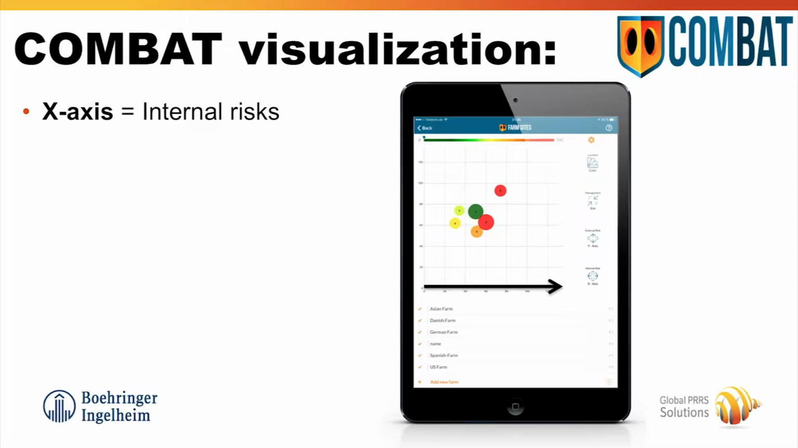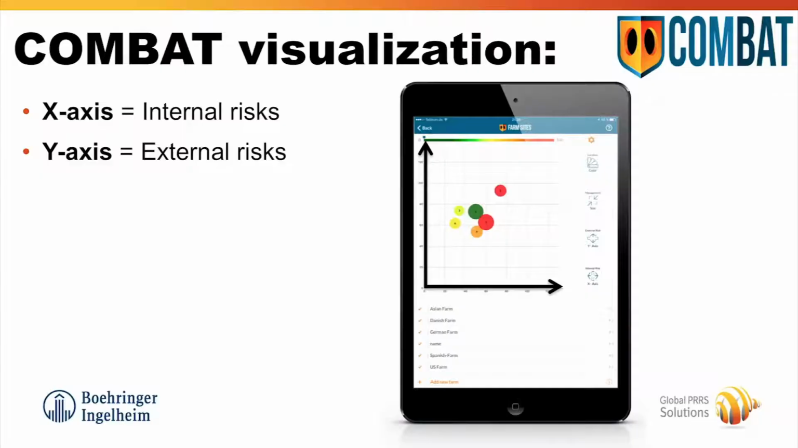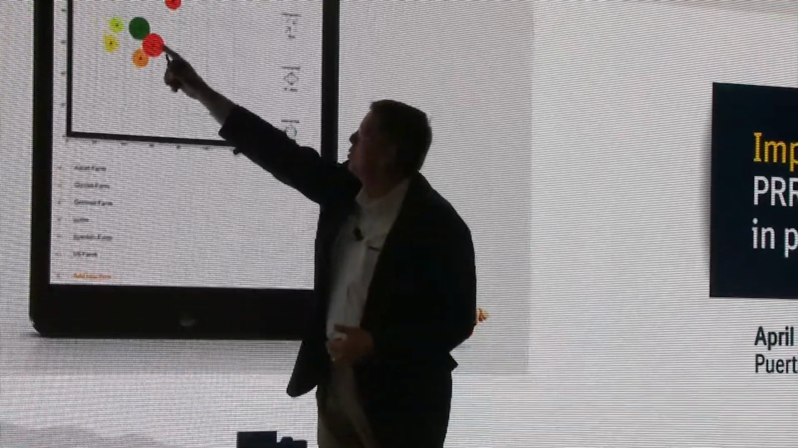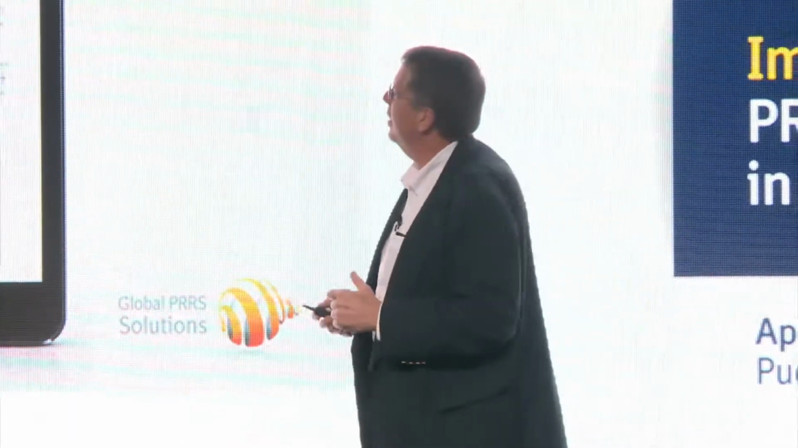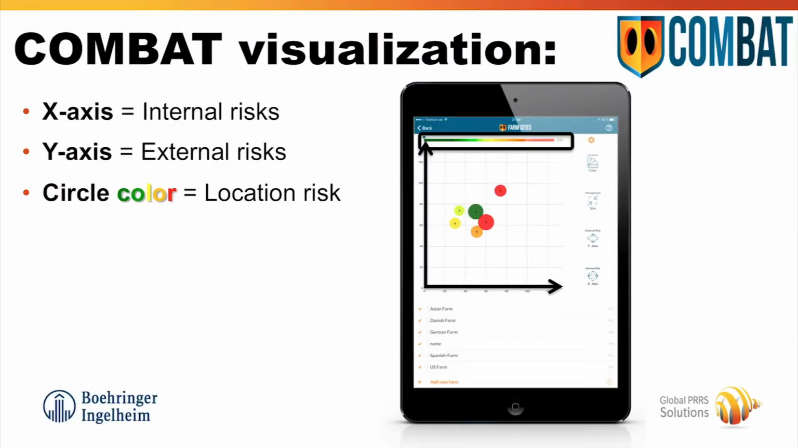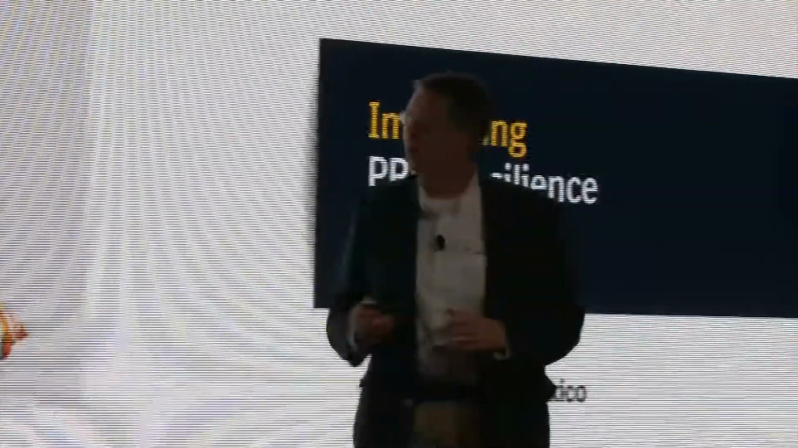On the x-axis, that represents the internal risk from low to high. On the y-axis, external risk from low to high. The circles in the scatter plot, the color represents degrees of location risk. The closer it gets to red, the higher the location risk. The closer it gets to green, the lower the location risk. And then the size of the circle represents the management and pig flow risks.